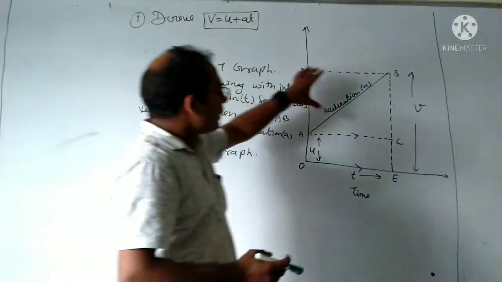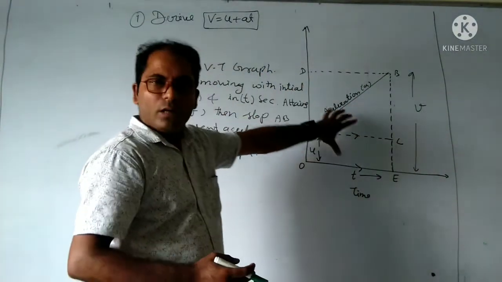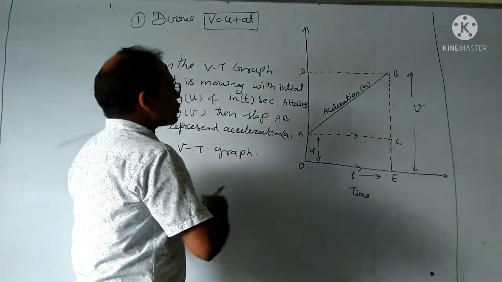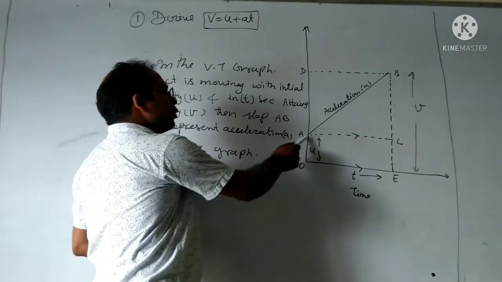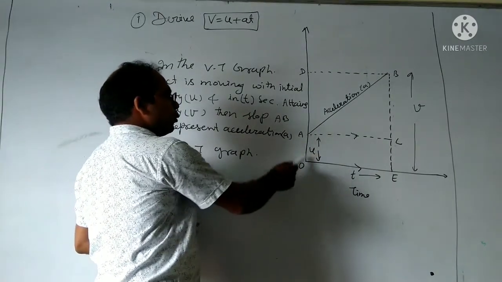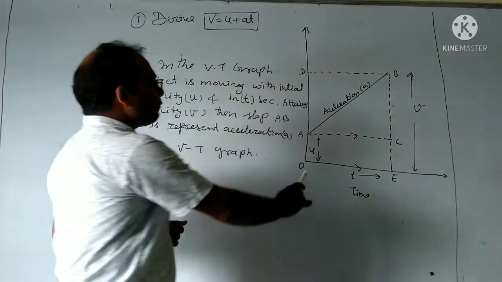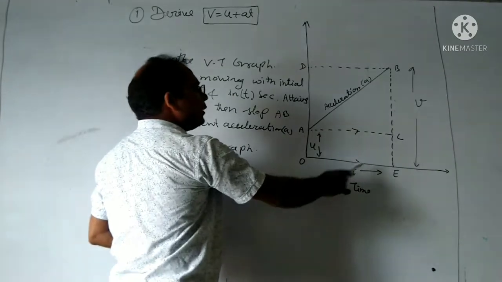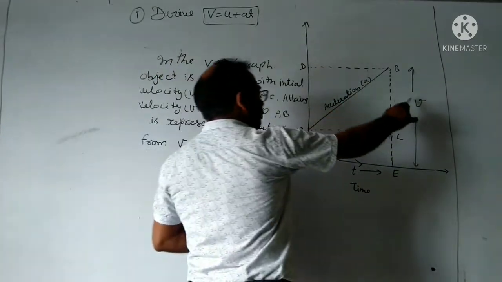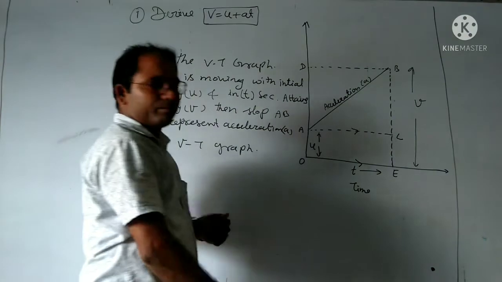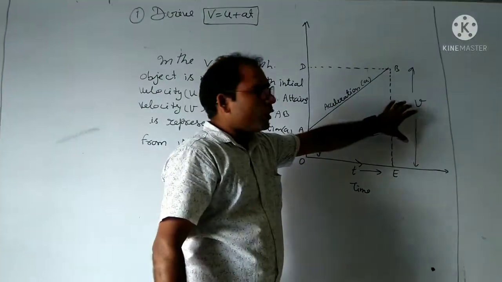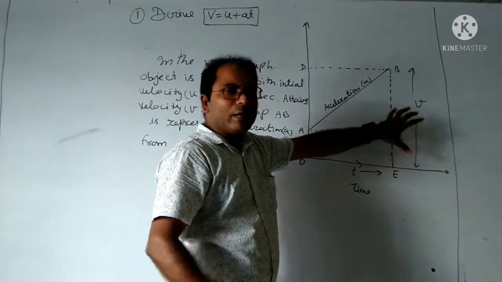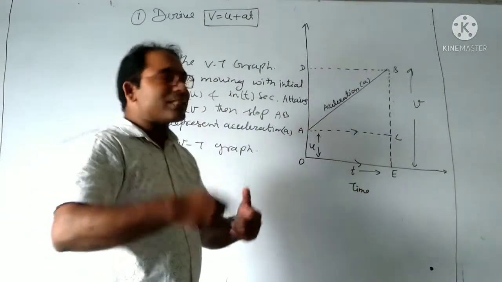Let us draw a velocity-time graph. In this graph, the object is moving with initial velocity u. Up to OA there is the initial velocity, and after t seconds the object attains the velocity v, reaching point B. This is the final velocity v.